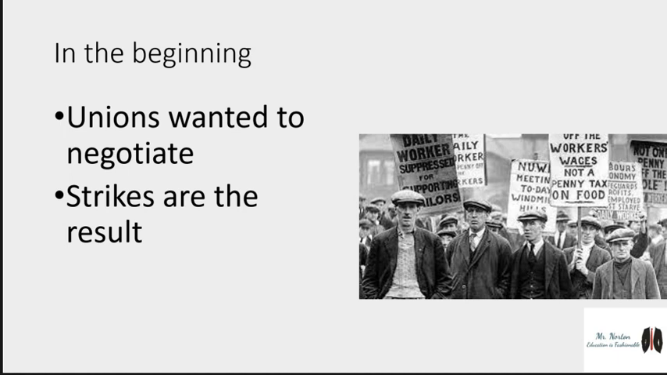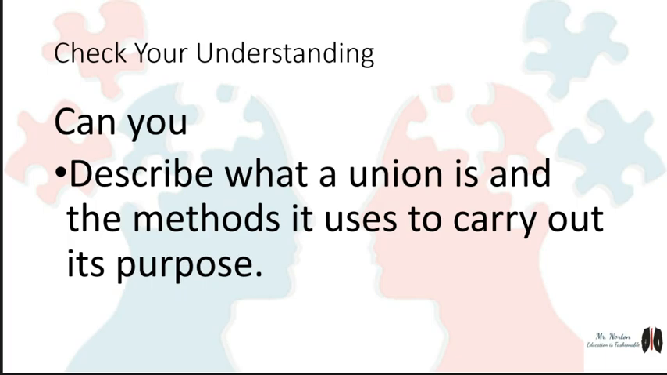But anyways, first thing, can you do this? We're doing our check for understanding. Can you describe what a union is and the methods it uses to carry out its purpose? Now, one of them, obviously, I talked about was a strike, and the other one, I know I'm kind of doing this for you right here, is negotiation. I want you to make sure, and I don't think I actually talked about it, I saved it for later, it's called collective bargaining. I'll get into what collective bargaining is a little bit later in this video.